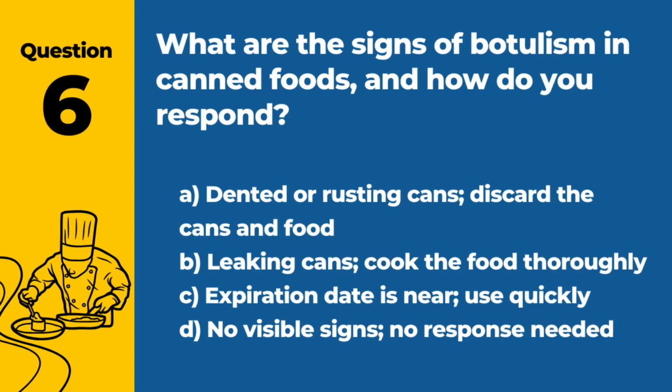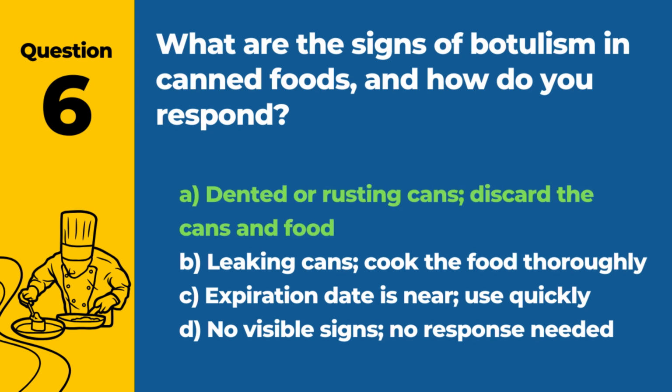Question 6. What are the signs of botulism in canned foods and how do you respond? A. Dented or rusting cans. Discard the cans and food. B. Leaking cans. Cook the food thoroughly. C. Expiration date is near. Use quickly. D. No visible signs. No response needed.